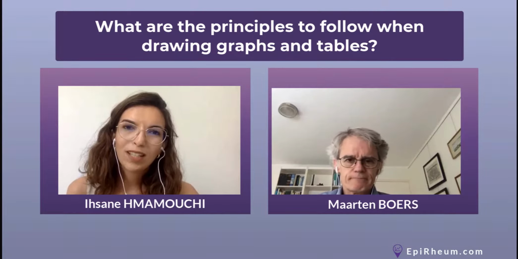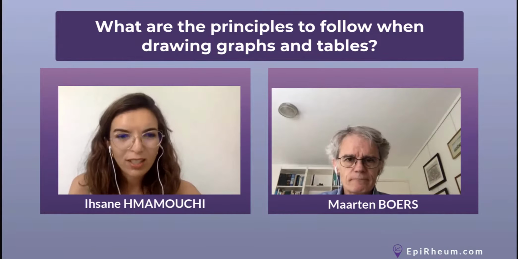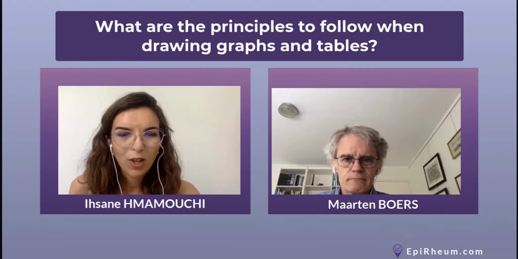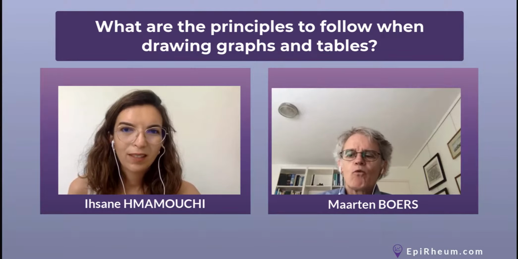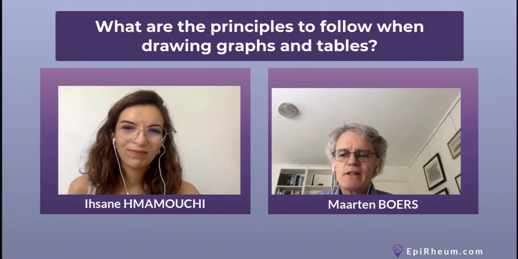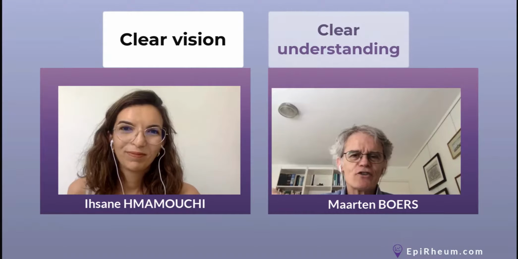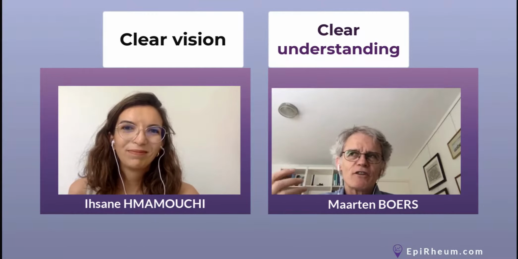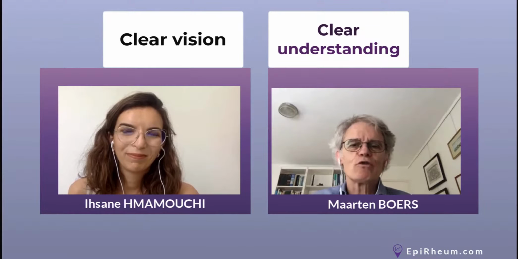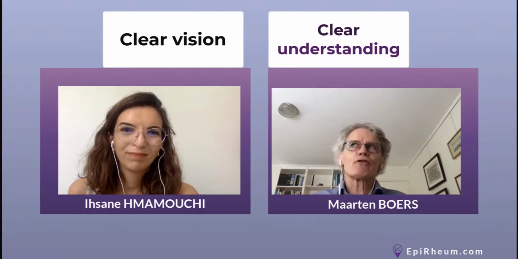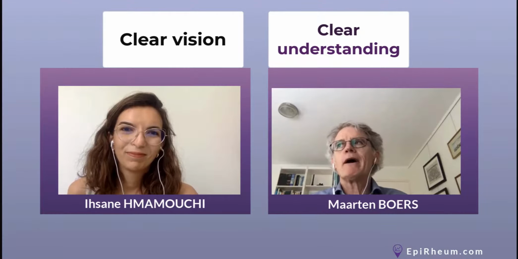And what are the principles of this scientific data visualization? What are the minimum that we recommend? Yes, when I give lectures on this, I always tell my audience there's only 4 words that you need to remember of this lecture. They are clear vision and clear understanding. Those are for me, the key principles of good data visualization. And then, of course, I go on to explain what they are about.